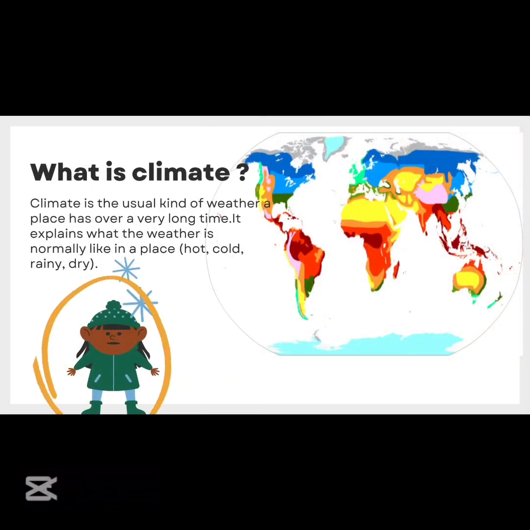What is climate, you may ask? Climate is the usual kind of weather a place has over a very long time. It explains what the weather is normally like in a place, which could either mean hot, cold, rainy or dry.